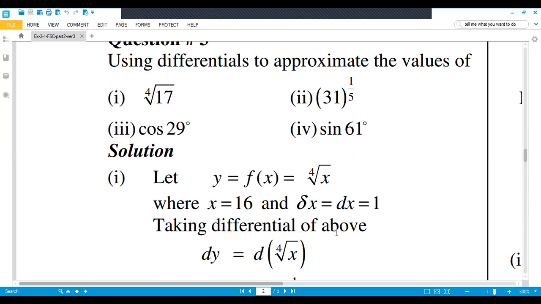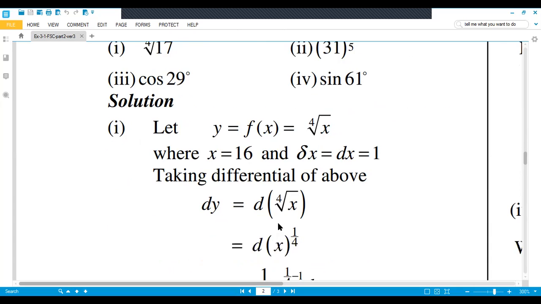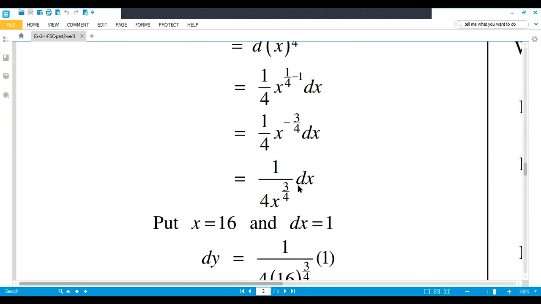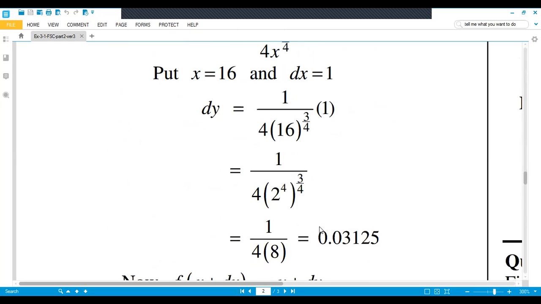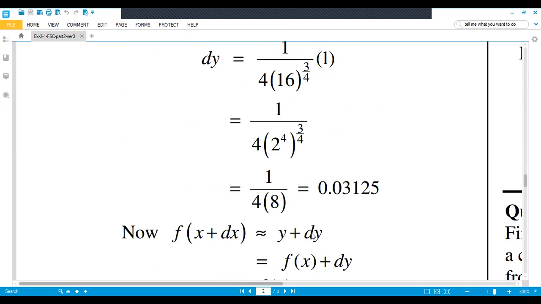Now we take the differential of the above equation, y is equal to fourth root of x. So when we take the differential, we will get this value. In this value, we put x is equal to 16 and dx is equal to 1. So when we put this value, we will get this. Now, what will you do? You will take the original function. In the original function, x is 16 and dx is 1, so that makes it 17, which is approximately equal to y plus dy.